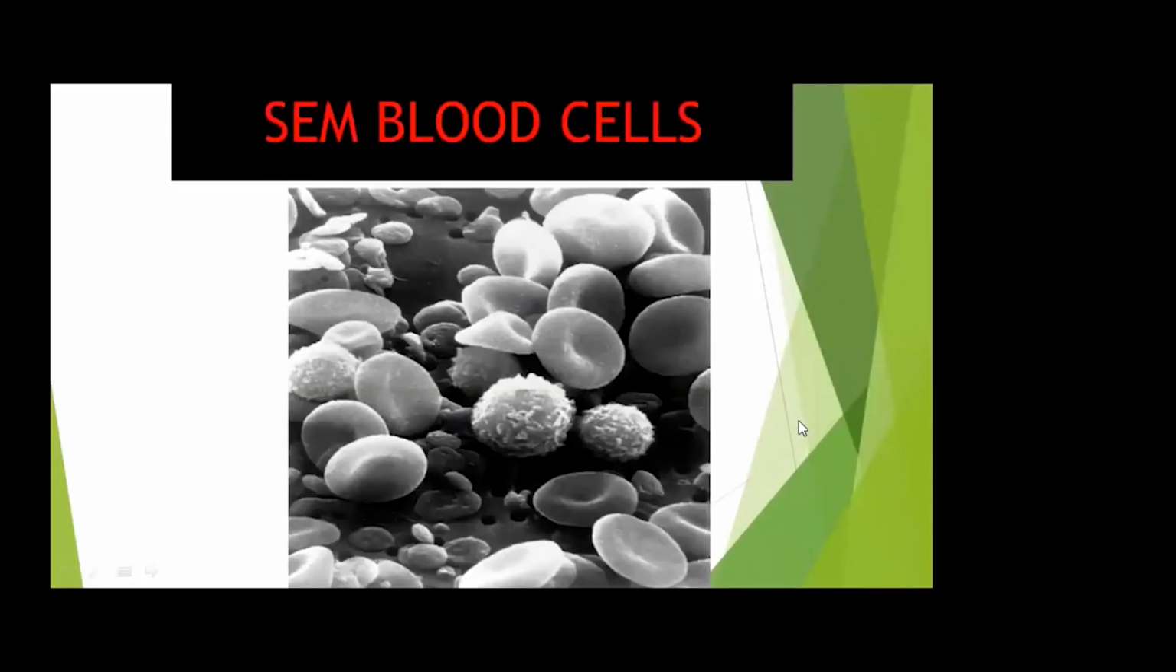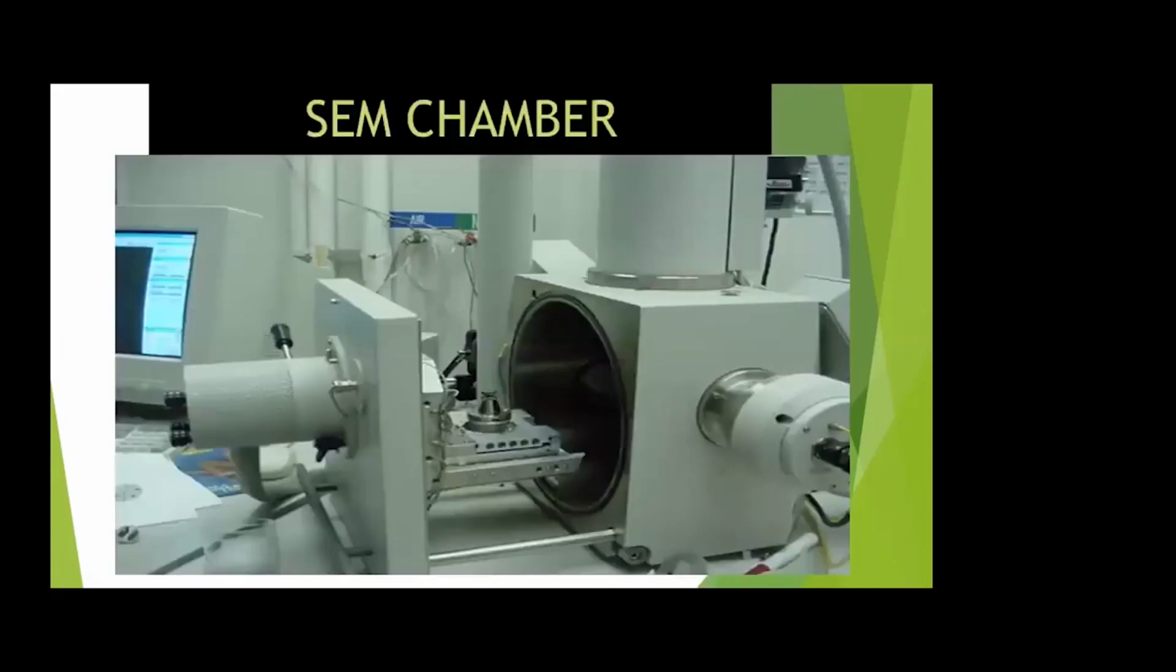This is the scanning electron micrograph of blood cells. You can see the biconcave structure of red blood cells here. A beautiful three-dimensional image. This is how an SEM chamber looks. We will stop here today. We will continue with other aspects like sample preparation, general and specific applications of scanning electron microscope.